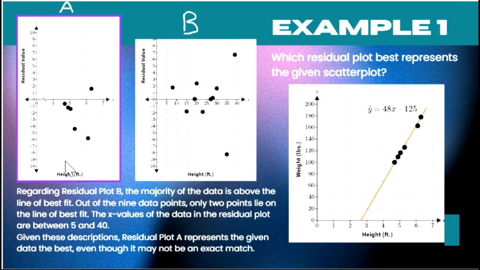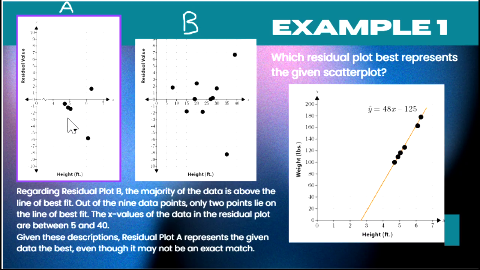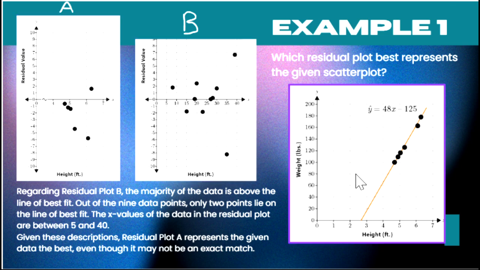Given these descriptions, residual plot A best represents the given data, even though it may not be an exact match. Okay, so we can't really tell with these if they're exactly on. Like this one's probably under, this one's probably under. I don't know. Okay, so it's possible that when you zoom in, they could be under and above, but the range tells us that this one has to be it. This doesn't make any sense in connection to this graph.